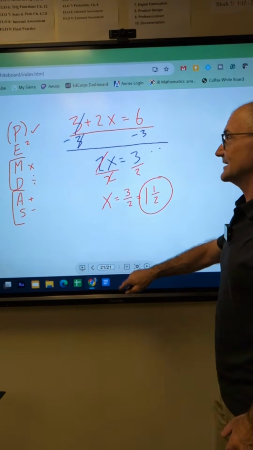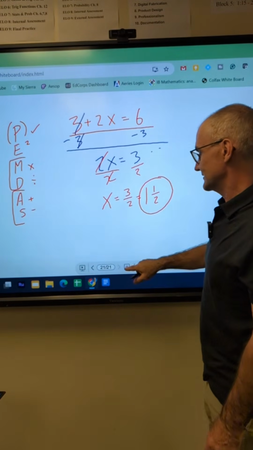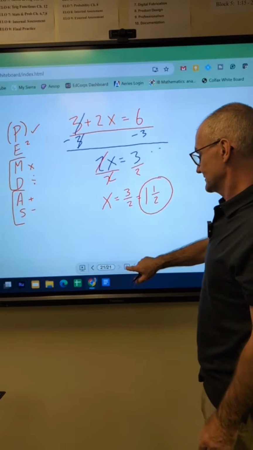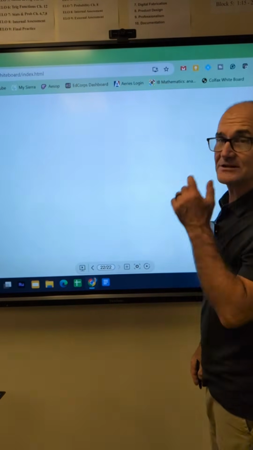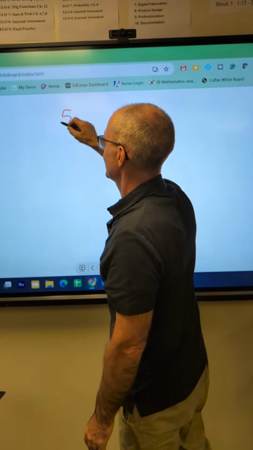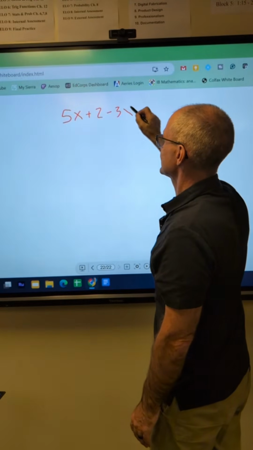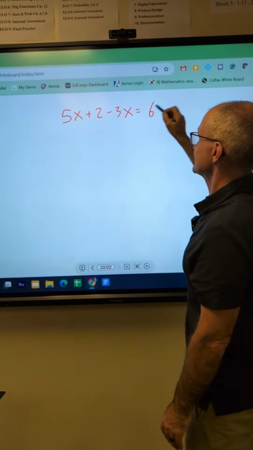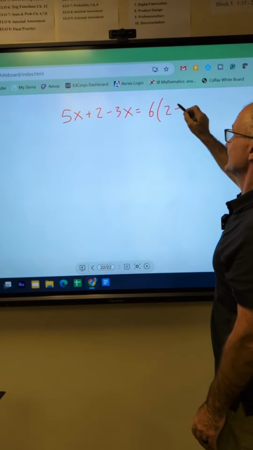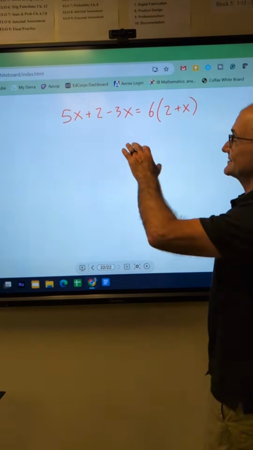Okay, with all that said, hopefully you have this down in your notes. I'll put up another algebra problem up here, and then you can go ahead and solve it, and then watch how I solve it. Let's say I have 5x plus 2 minus 3x is equal to 6 times 2 plus x. It's a lot. This is a big step forward.